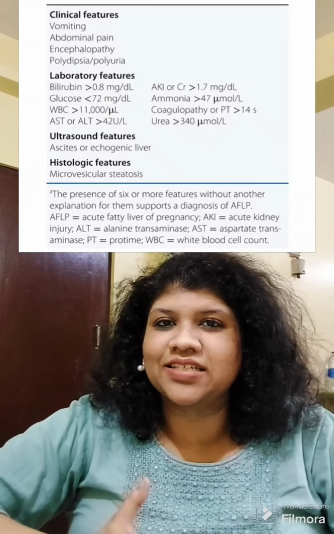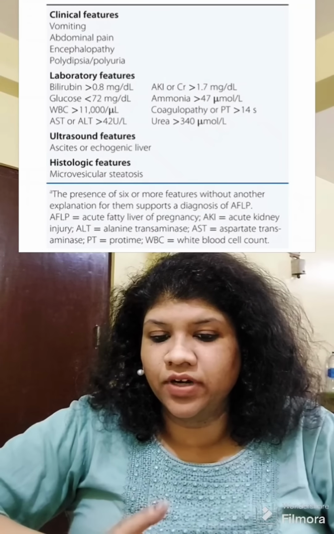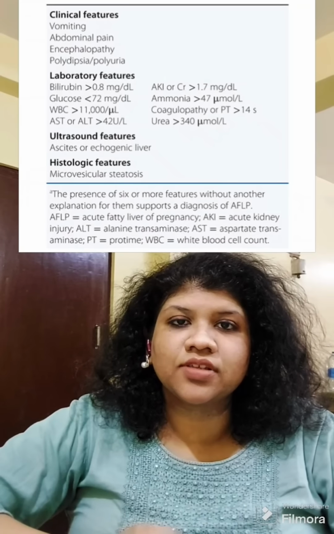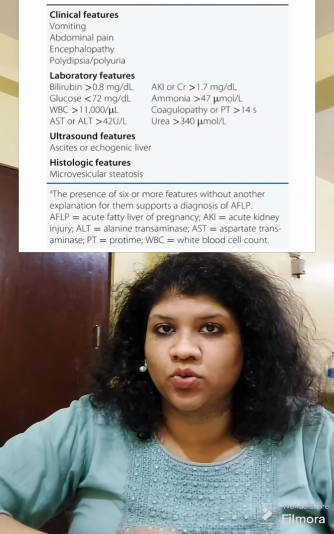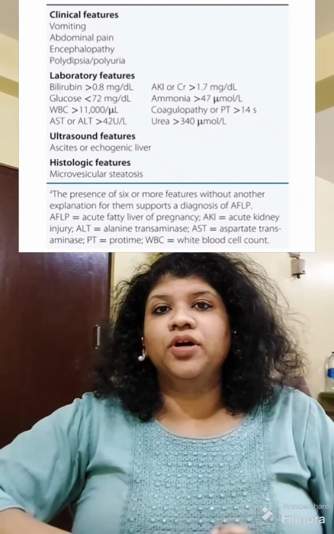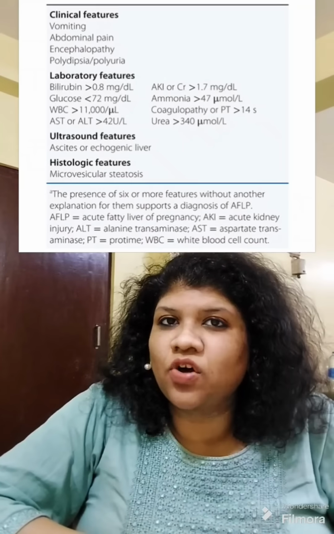Ultrasound should show ascites or echogenic liver. Histological features are microvesicular steatosis. Remember that if any 6 of these are present, then it is diagnostic for AFLP.